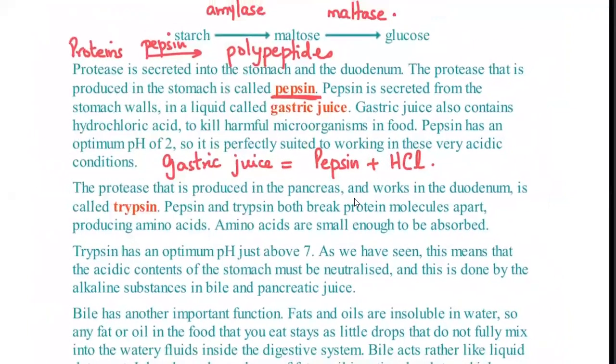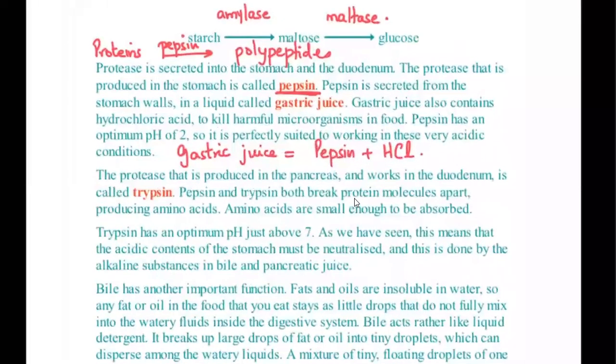Now see, proteases is a general word for enzymes that can break down proteins. But there are different kinds of proteases inside your digestive system. In the stomach, the name of the protease is pepsin. And in the duodenum, the name of the protease is trypsin. So you should remember that although both of them have the same job, pepsin is found in the stomach and trypsin is found in the duodenum.